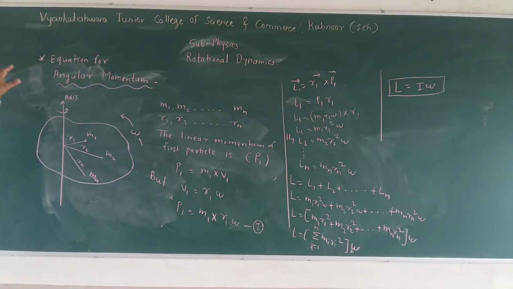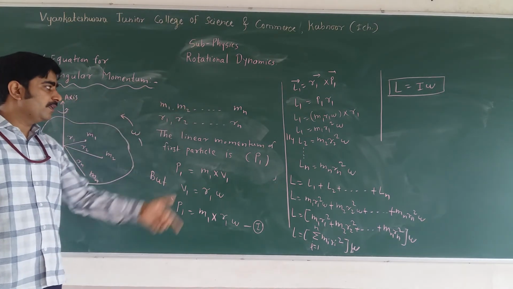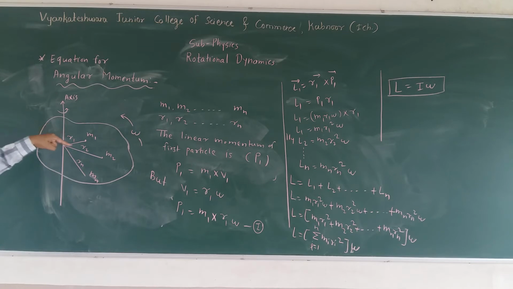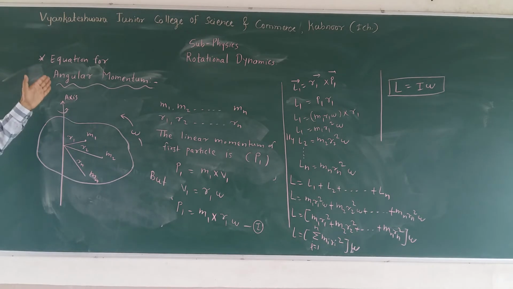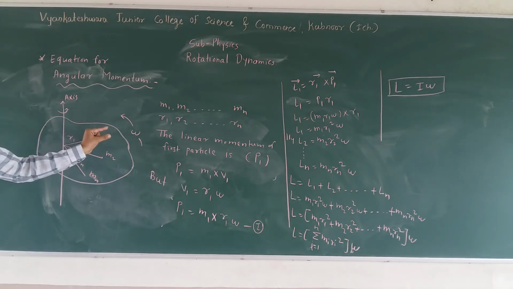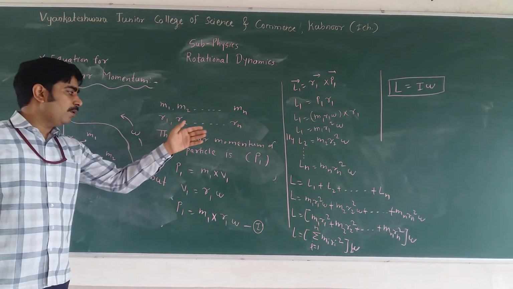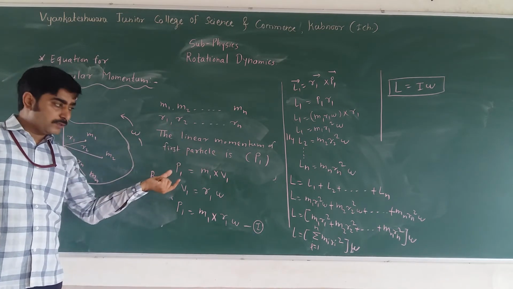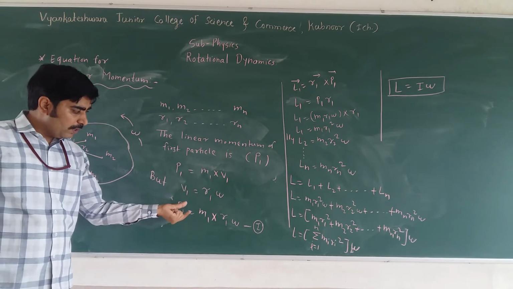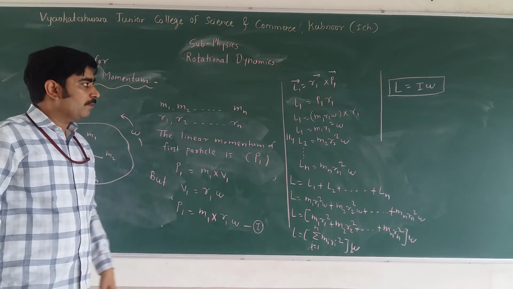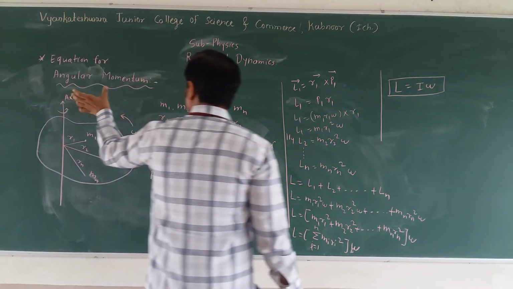Again, I am going to explain this part. This question will be asked for 2 or 3 marks: obtain an equation for angular momentum of a particle. Let us consider m1, m2, up to mn, the n number of particles placed at distances r1, r2, up to rn. All these particles are revolving about a fixed axis with constant angular velocity omega. The linear momentum of the first particle is p1. So p1 is equal to m1 v1. But v1 is r1 omega. So p1 is equal to m1 r1 omega, equation number 1.